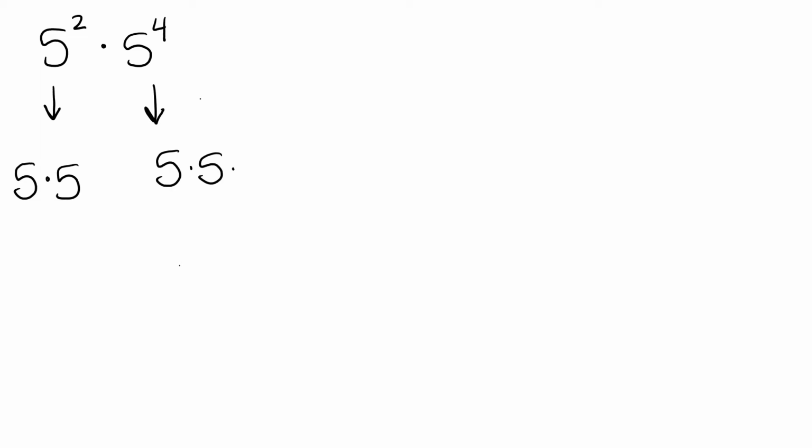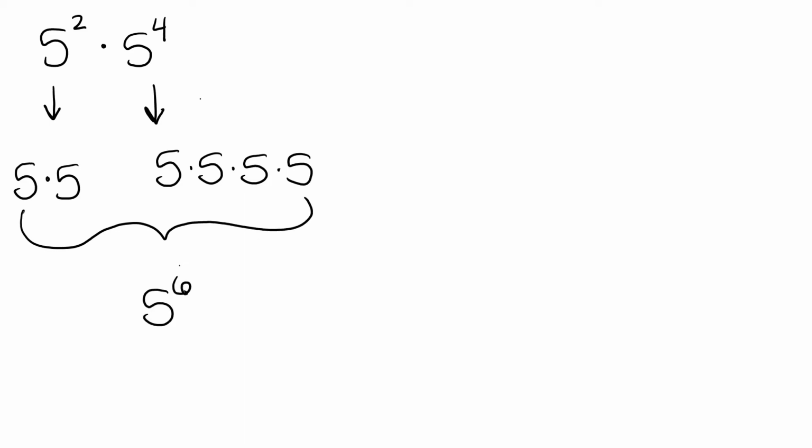For our first problem, we're going to do 5 to the second power times 5 to the fourth power. We're going to start by breaking our problem down. 5 to the second power can be represented by 2 5s. 5 to the fourth power can be represented by 4 5s. Counting them up, we have a total of 6 5s. So our answer is 5 to the sixth power.